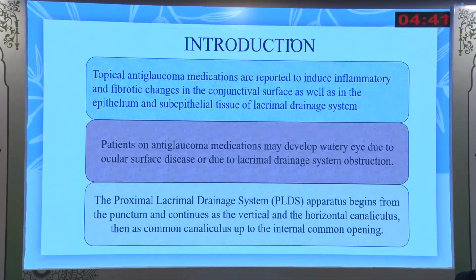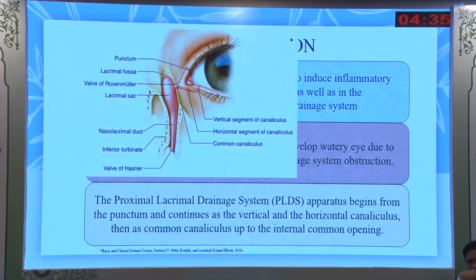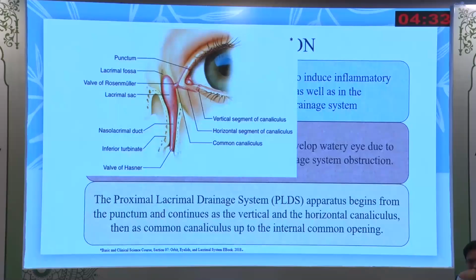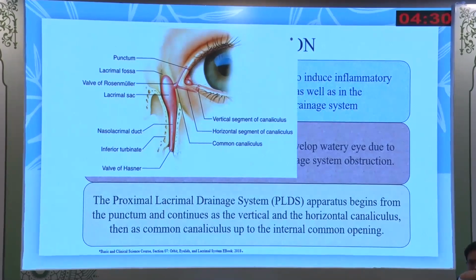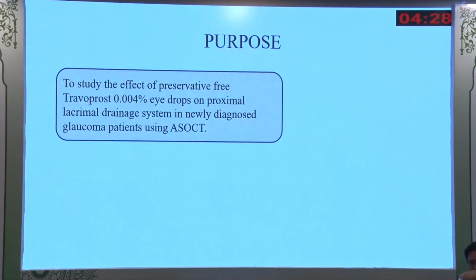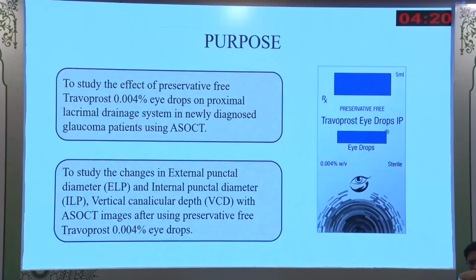system obstruction. In our study, we have studied the proximal lacrimal drainage system, which begins from the punctum, continues as the vertical and horizontal canaliculus, and then as the common canaliculus up to the internal common opening. The purpose was to study the effect of preservative-free Travoprost eye drops on the proximal lacrimal drainage system in newly diagnosed glaucoma patients using ASOCT. We considered three parameters: external punctal diameter, internal punctal diameter, and vertical canalicular depth.